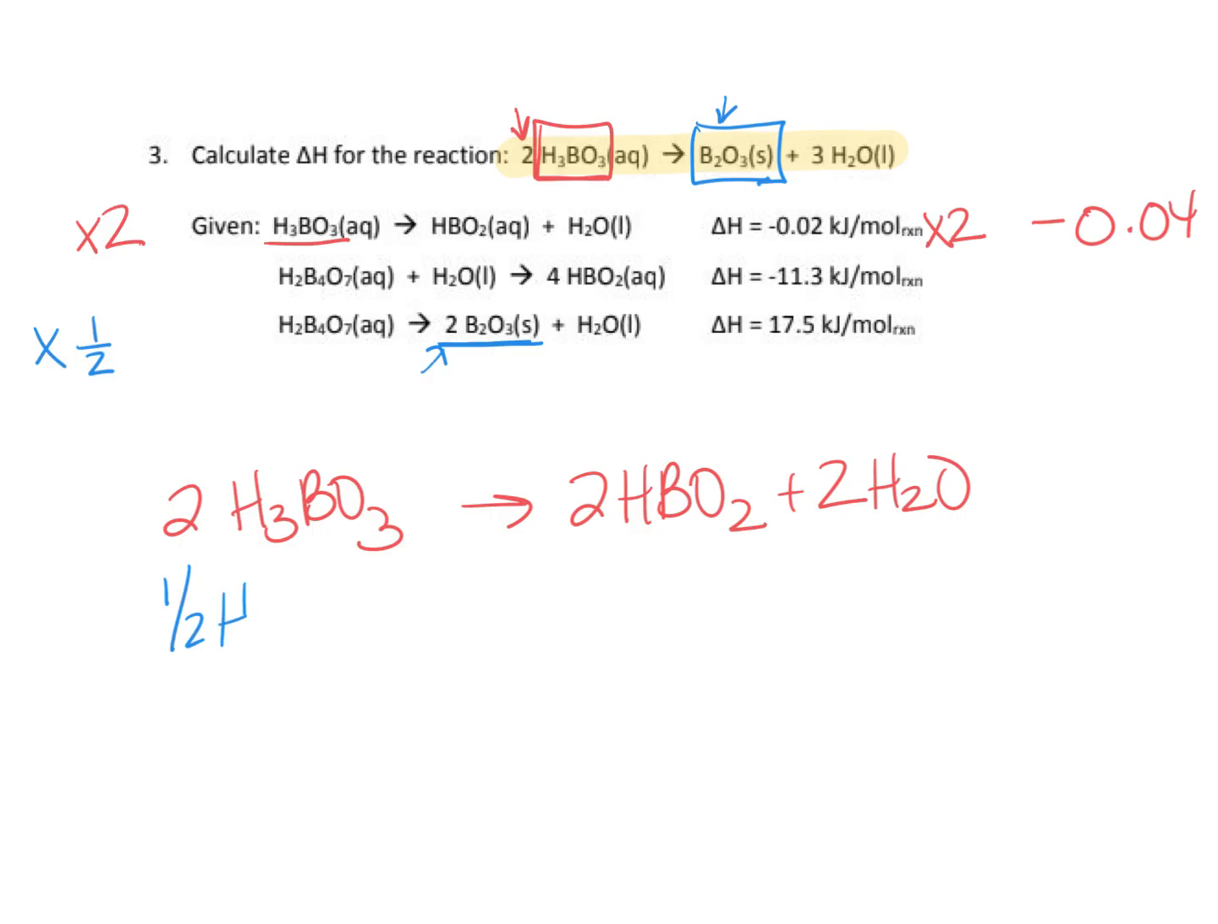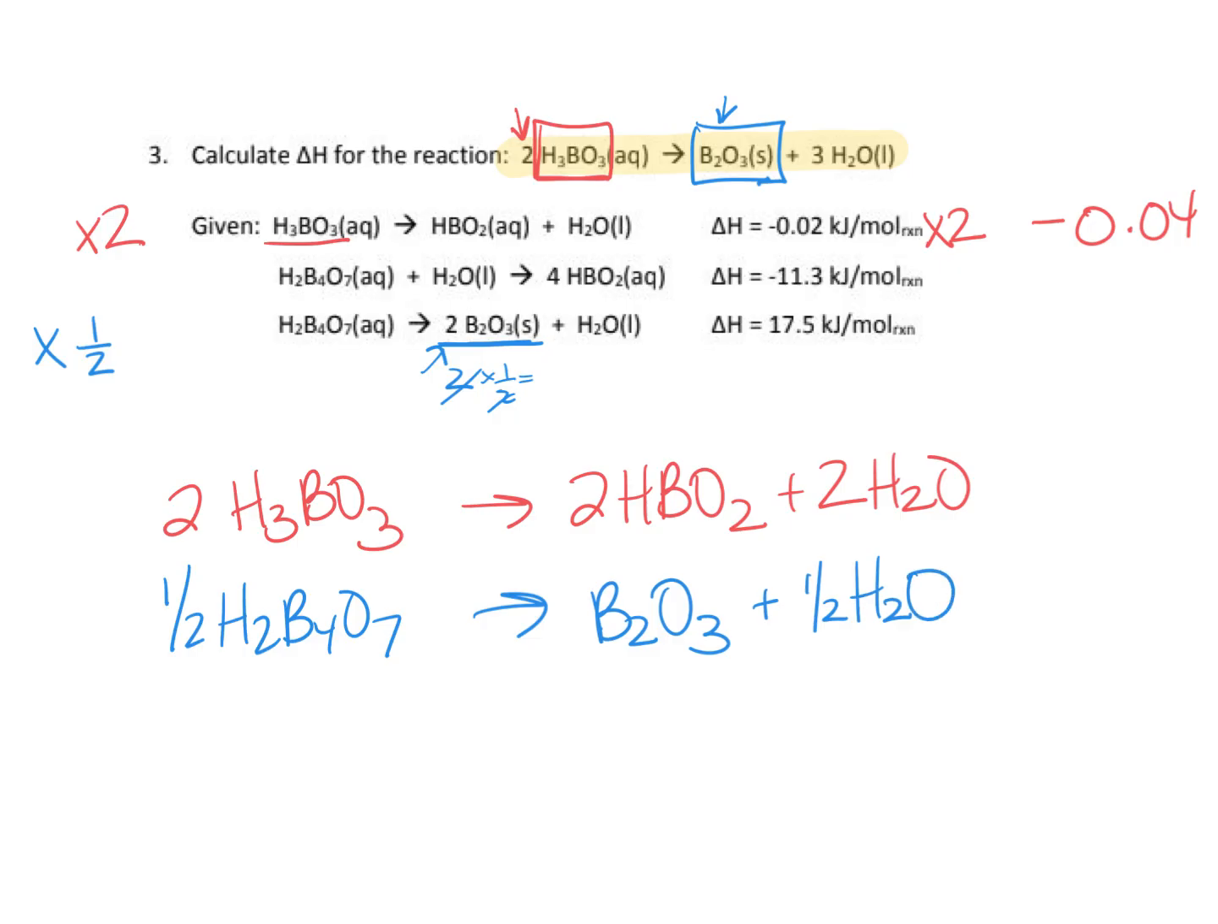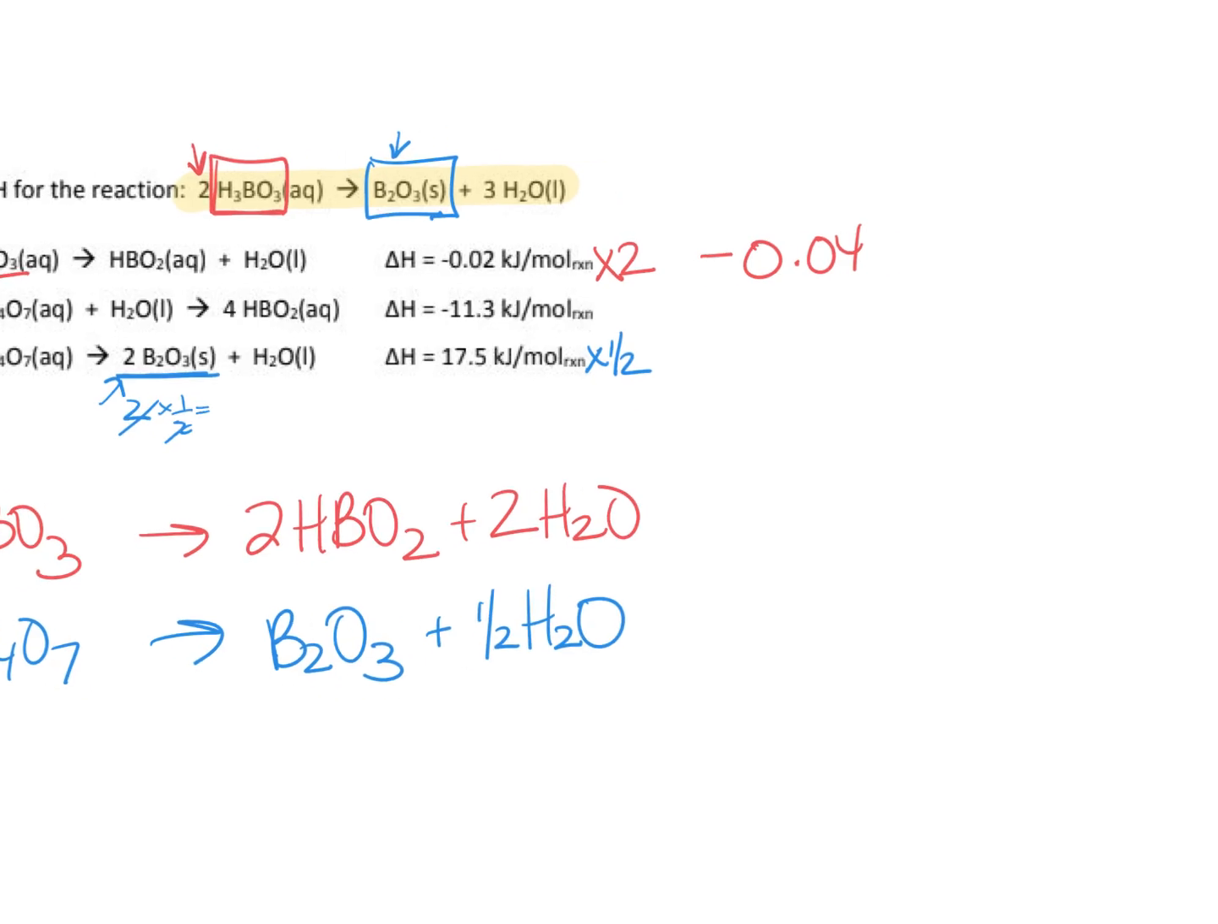1/2 H2B4O7, 2 times 1/2 leaves me with 1 B2O3 plus 1/2 water. I know that looks weird. Just leave it in there. Usually it solves itself. So we're going to do the same with our delta H. So half of our delta H, it is still positive because we did not have to flip anything. So this is positive 8.75.